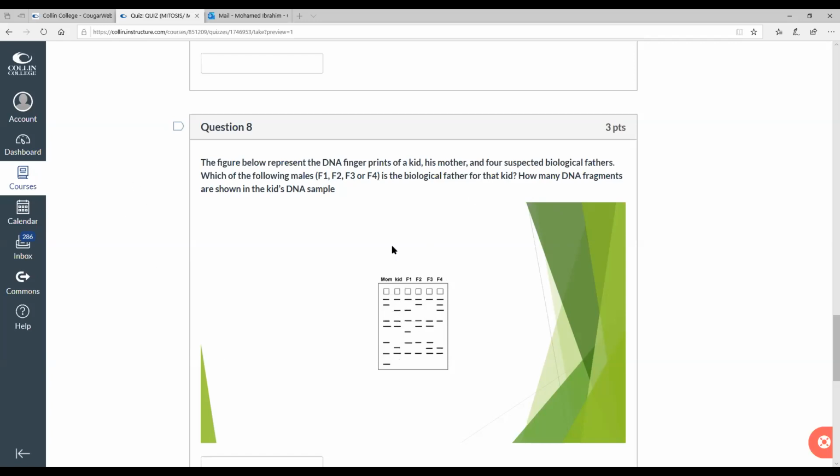Do you have any question for me for this part? How to interpret a gel for paternity testing or for crime scene investigation.